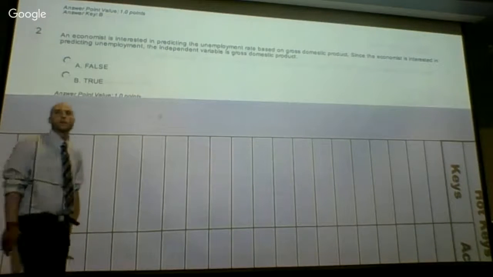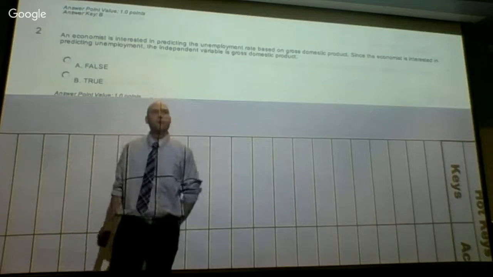2. An economist is interested in predicting unemployment based on GDP. Since the economist is predicting unemployment, the independent variable is GDP. So I'm using GDP to predict unemployment. True or false? The independent variable is GDP. True. GDP predicts unemployment. GDP is the right answer.